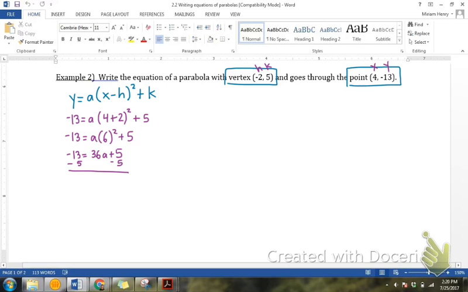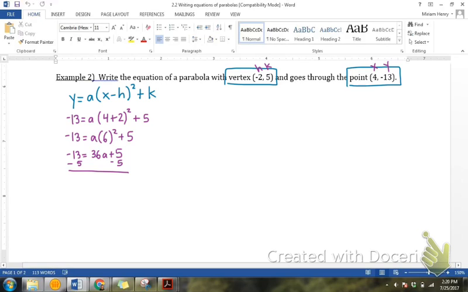Okay, so what happens when we do 18 divided by 36, right? Aren't you dividing by 36, or are you dividing by 18? Which one? You've got to get the A by itself. Where is your variable? Your variable is with 36, so you should be dividing by 36, not dividing by 18.